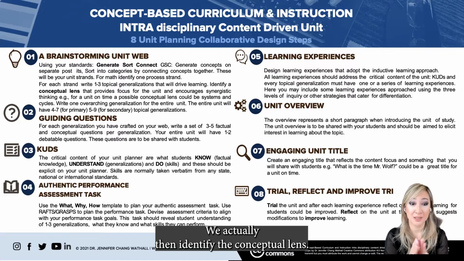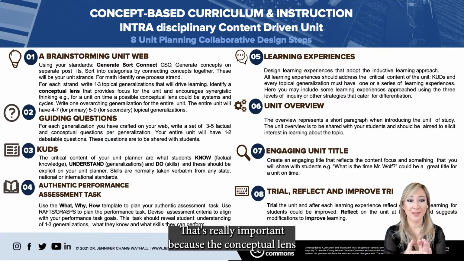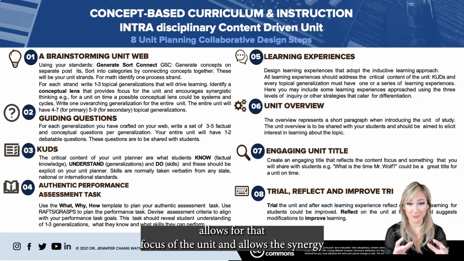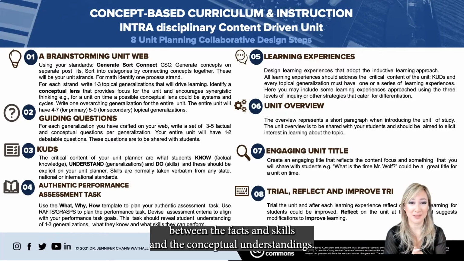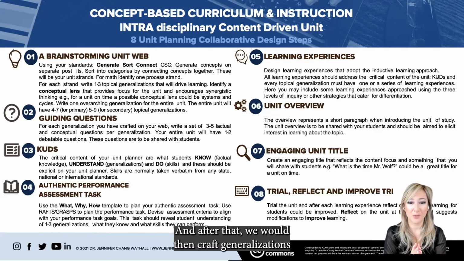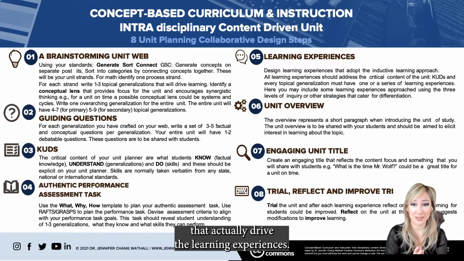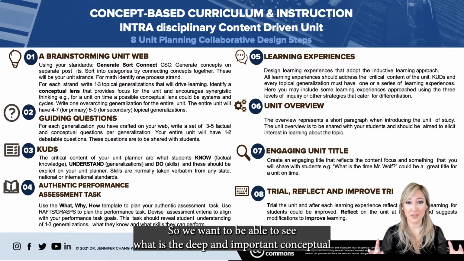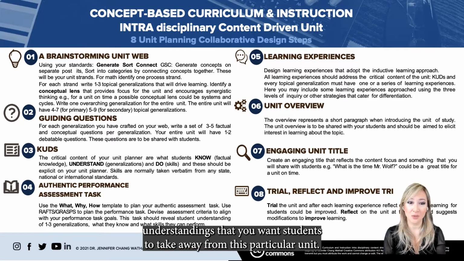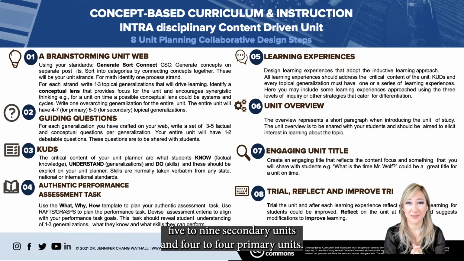From there, we identify the conceptual lens. That's really important because the conceptual lens allows for the focus of the unit and allows the synergy between the facts and skills and the conceptual understandings. After that, we craft generalizations that drive the learning experiences. We want to see what the deep, important conceptual understandings are that you want students to take away from this particular unit. Normally there are around 5 to 9 for secondary units and 4 to 7 for primary units.